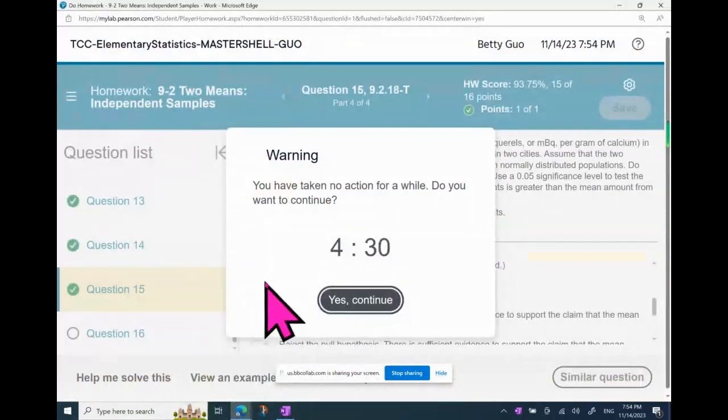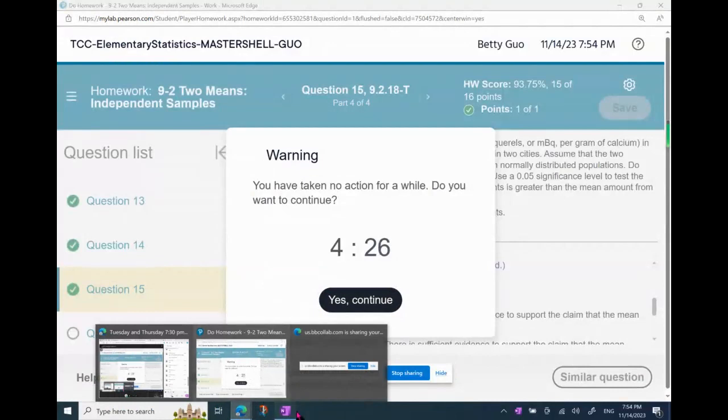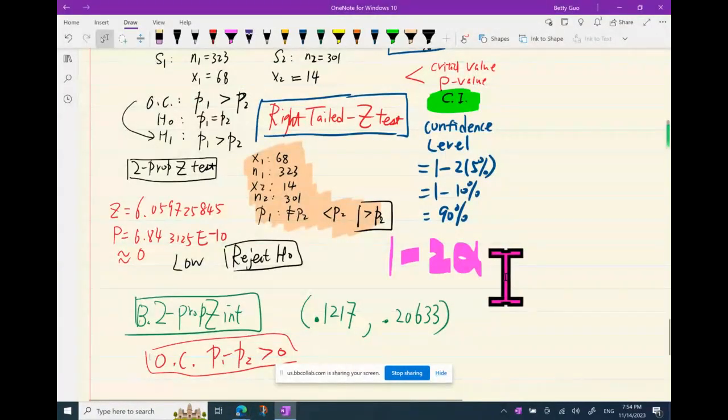So if the confidence interval includes zero, then you accept null as true? That's a good question. If the confidence interval includes zero, that means there's a chance the null is true. So we would say fail to reject null. You fail to reject null, right? Because there's a chance they could be equal to each other. Does that make sense? Yes, thank you.